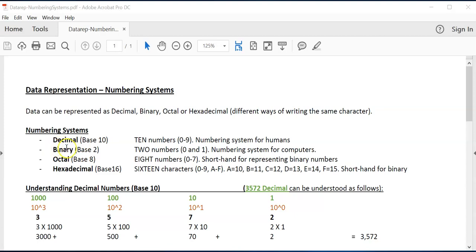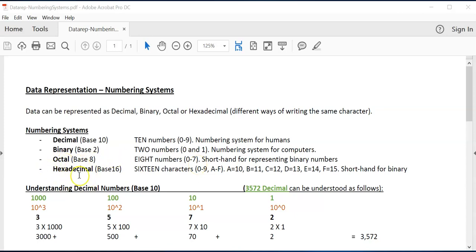The second one is binary, which is base 2. That means any number in binary will only use two numbers, base 2. What are those two numbers? Zeros and ones. So a binary number will only consist of zeros and ones. Octal is base 8. That means 8 numbers, which are 0 through 7, are the only numbers that are going to be used in making up an octal number.